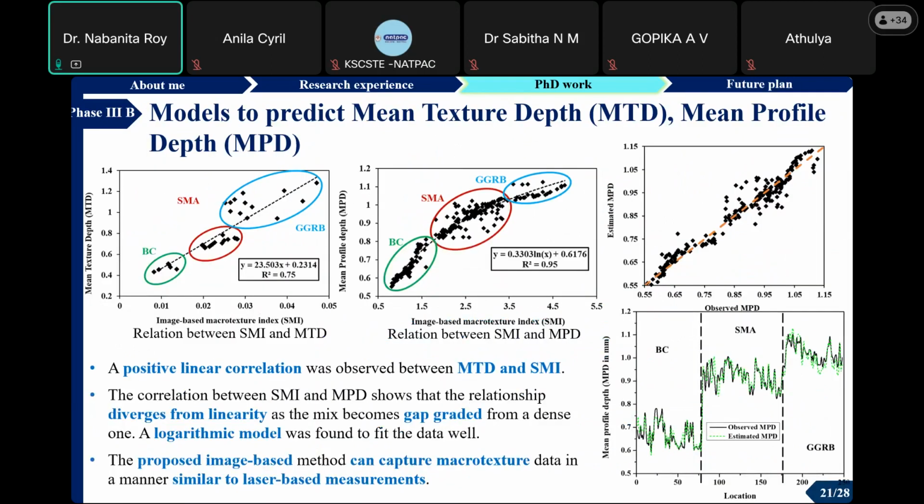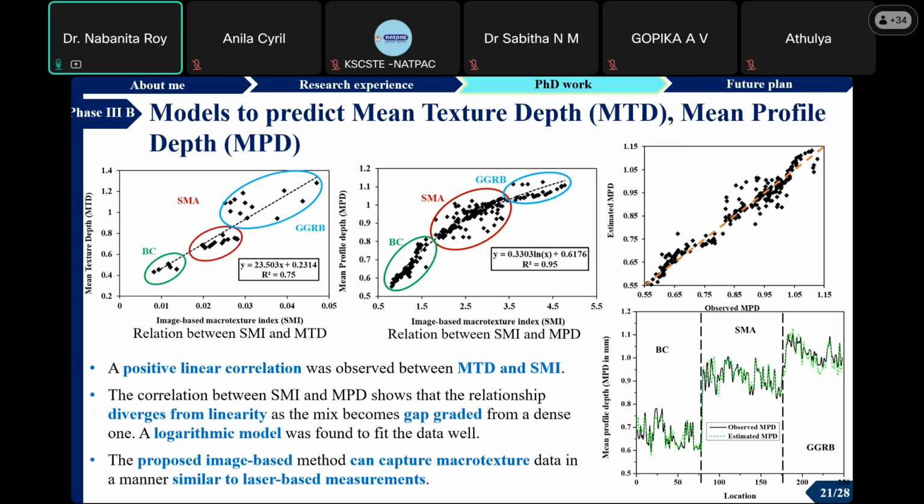Now, finally, I'll be discussing how I have developed the models to predict the mean texture depth and mean profile depth from the image-based indices. After plotting for different surface courses, it was observed that for BC, SMA, and GGRB, the relation between SMI and mean texture depth has a linear correlation.